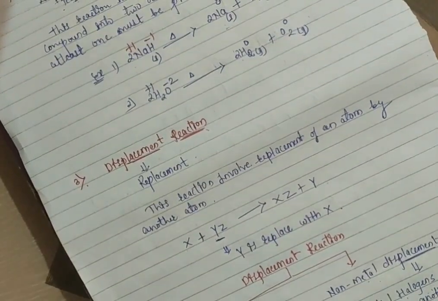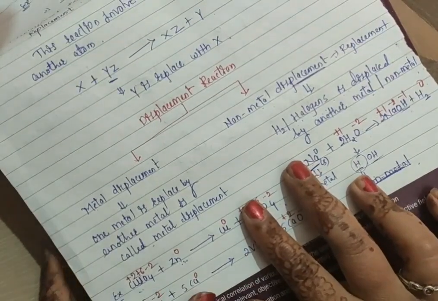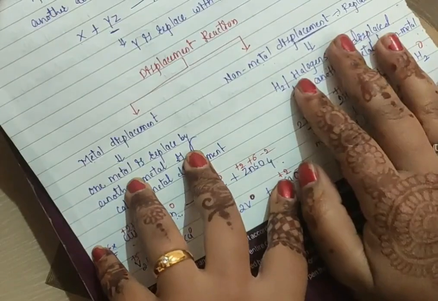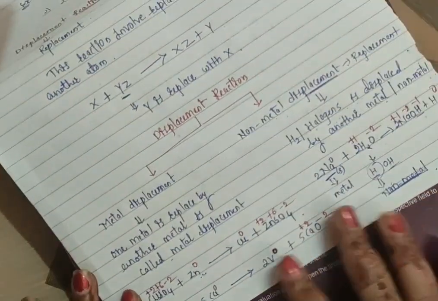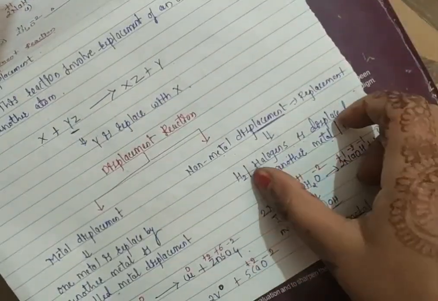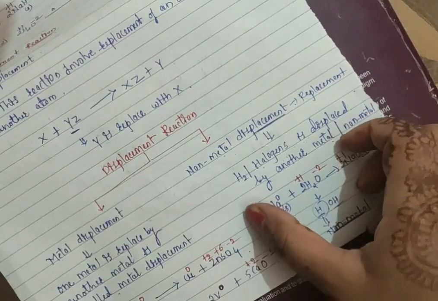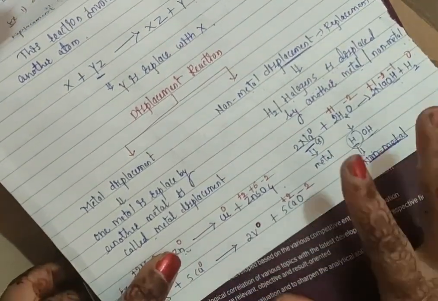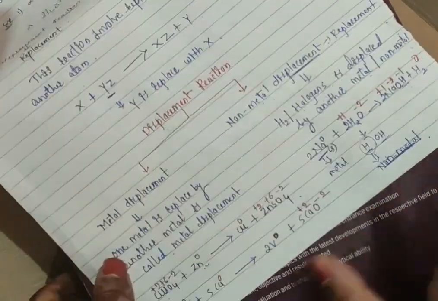What should you remember for the displacement reaction? You have to remember that the reaction involves replacement of one atom by another atom. After that, displacement reaction has two types. First is metal displacement and second is non-metal displacement. Where one metal is replaced with another metal, it is called metal displacement, and where hydrogen or halogen is replaced by another metal or non-metal, it is called non-metal displacement reaction.